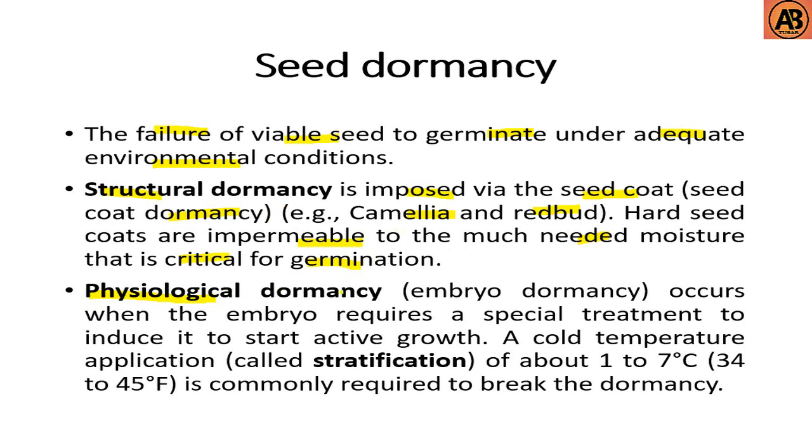Then physiological dormancy. It is also known as embryo dormancy. It occurs when the embryo requires a special treatment to induce it to start active growth. A cold temperature application of about 1 to 7 degrees centigrade, 34 to 45 Fahrenheit, is commonly required to break down the dormancy, and the process is known as stratification.